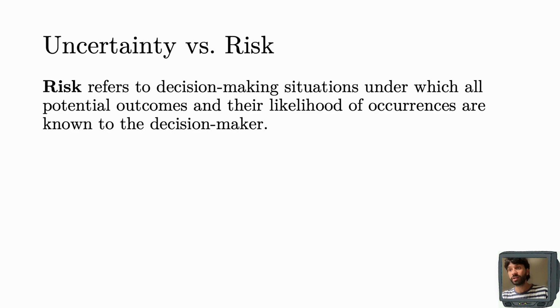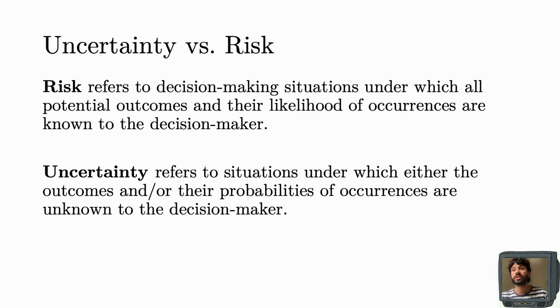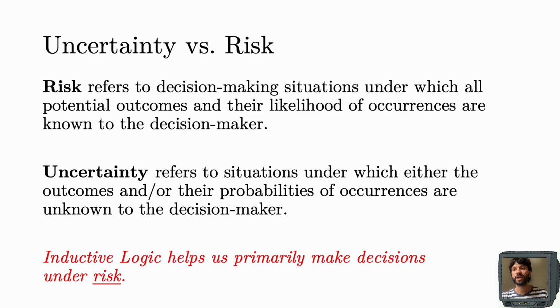Risk refers to decision-making situations under which all potential outcomes and their likelihood of occurrence are known to the decision maker. Whereas decision under uncertainty refers to situations under which the outcomes and/or their probabilities of occurrence are unknown to the decision maker. Inductive logic helps us primarily make decisions under risk. It might help us with decisions under uncertainty, but we won't really talk about that. We'll always assume that we know the probabilities of the outcomes and the possible outcomes too.